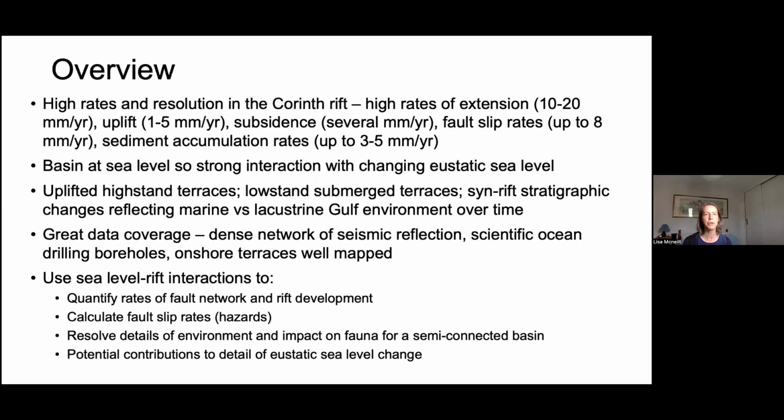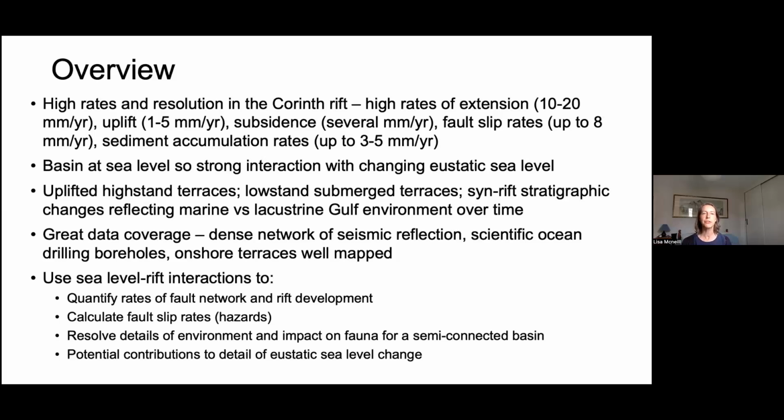So just a bit of an overview of the sorts of things I want to cover, an introduction. First of all, the Corinth Rift has some of the highest rates of extension of any rift. And therefore, we have a real scope for high resolution of processes going on there. Rates of extension are up to 10 to 20 millimeters a year. We've got uplift rates of several millimeters a year, and similarly for subsidence. Fault slip rates up to 8 to 10 millimeters a year in some cases. And the sediment accumulation rates in the basin are up to 3 to 5 millimeters a year. So high rates and high resolution.